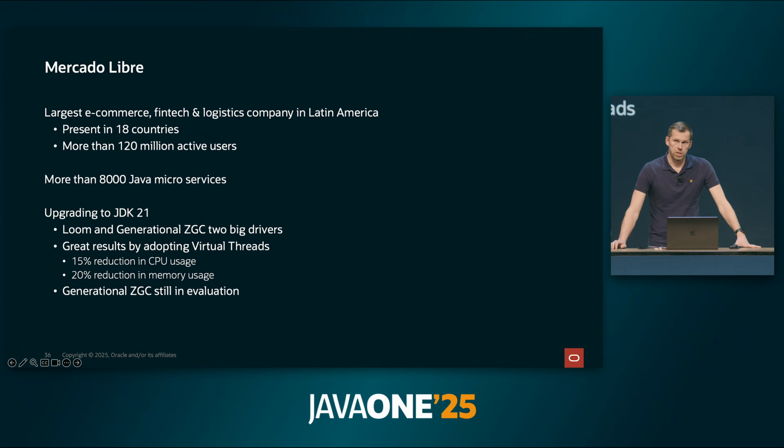The initial results they saw with generational ZGC was also really good, but they also noticed that generational ZGC is using slightly more native memory, similar to what we saw here earlier. So they are still using G1, but still evaluating if they can move and use ZGC. Still, the results with G1 are good enough for them right now.